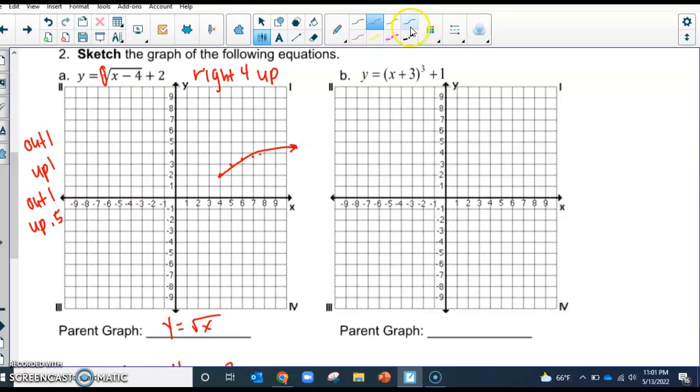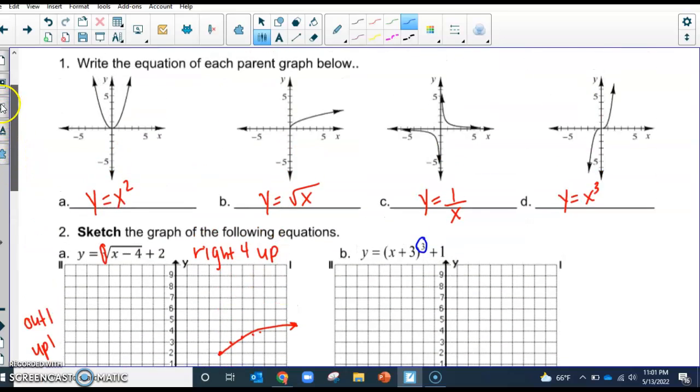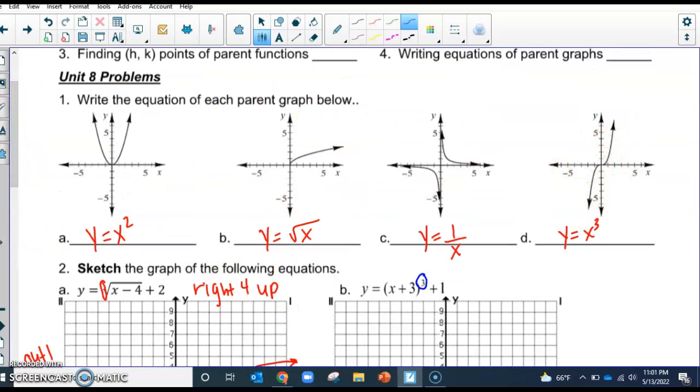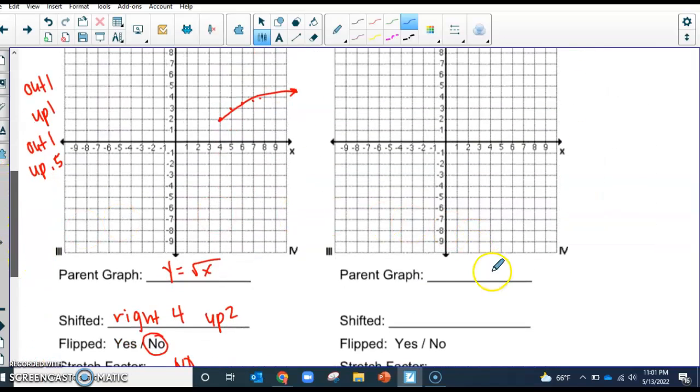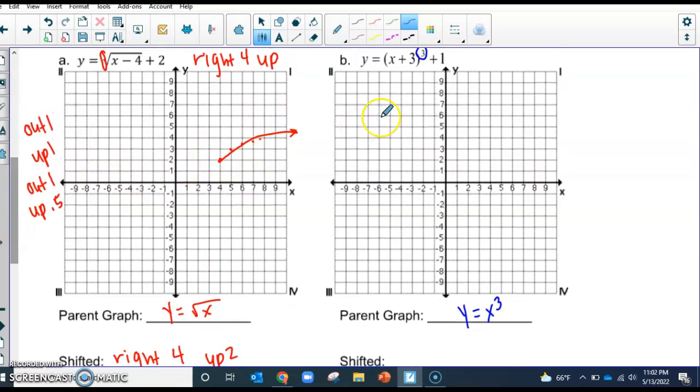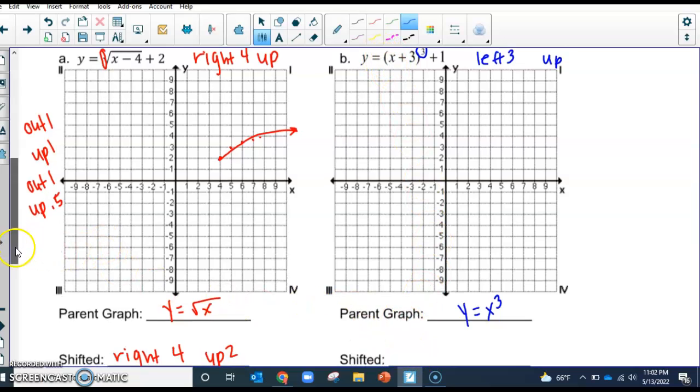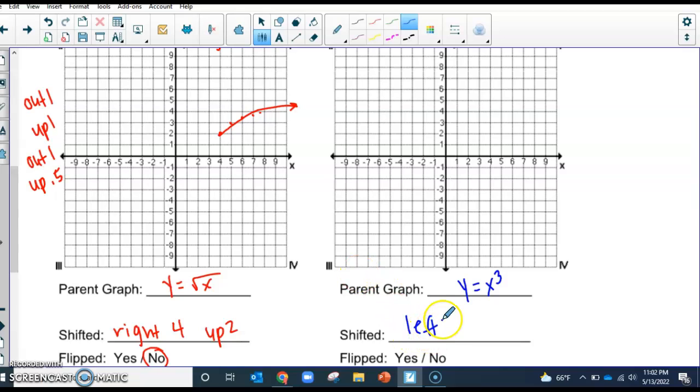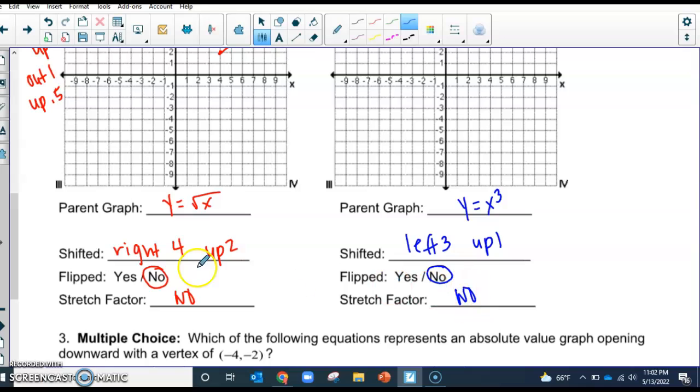All right, let's jump over to B. For B, we've got that cubed. That's going to be just like this guy right here. So my parent graph is going to be y equals x cubed. Now let's look at our shift. Our shift here, this plus 3, is going to be left 3, and my plus 1 is up 1. Notice there's no A, so it is not stretched or compressed. So I've got left 3, up 1, and it is not flipped, and there is no stretch factor.